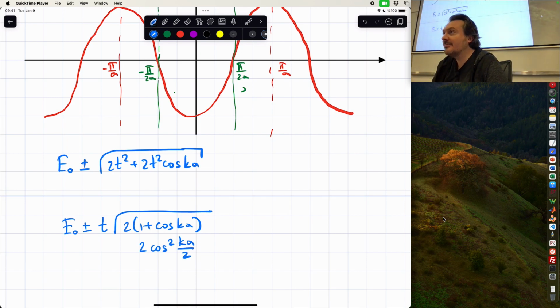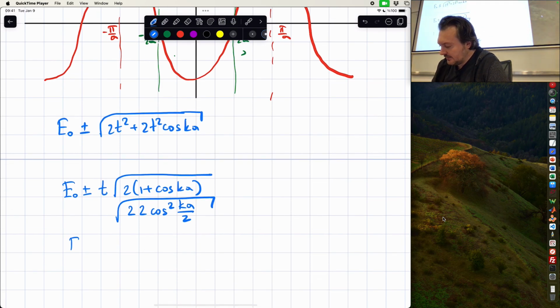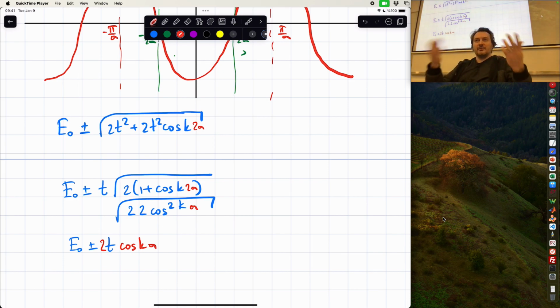Okay. Yes? Do you see? What do you get? E0 plus minus t. By the way, this is supposed to be 2a, because we are comparing two things. So this is 2a, this is 2a, so that one becomes a, right? So t times 2t cosine ka. Do you see? It's the same formula.